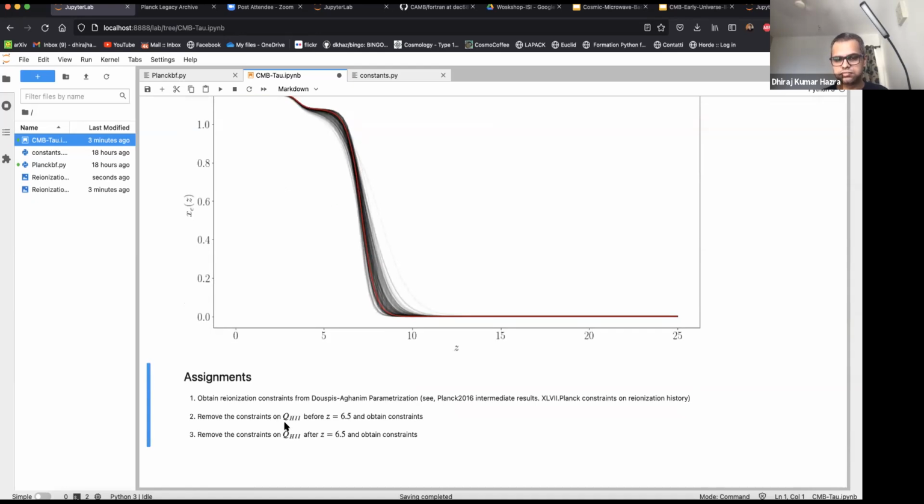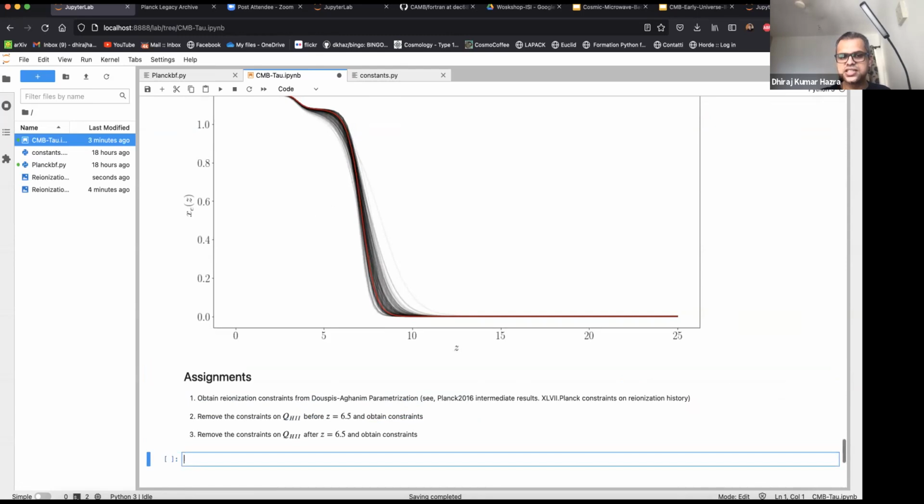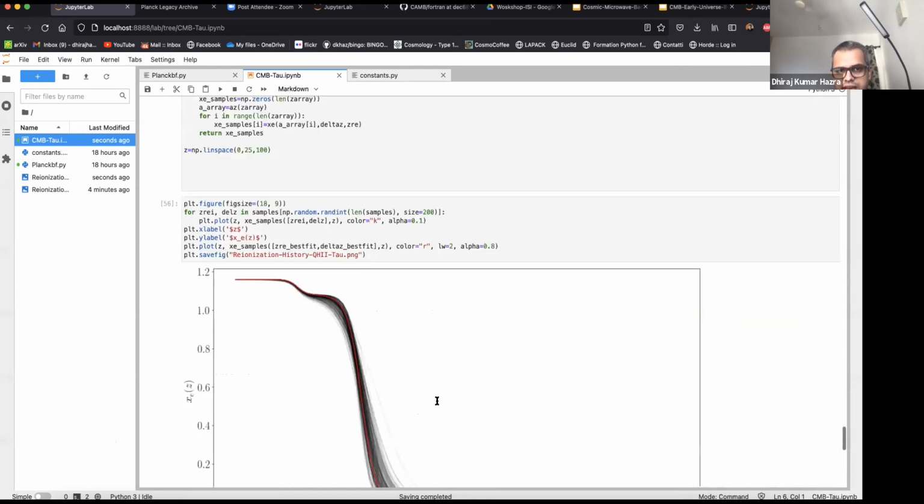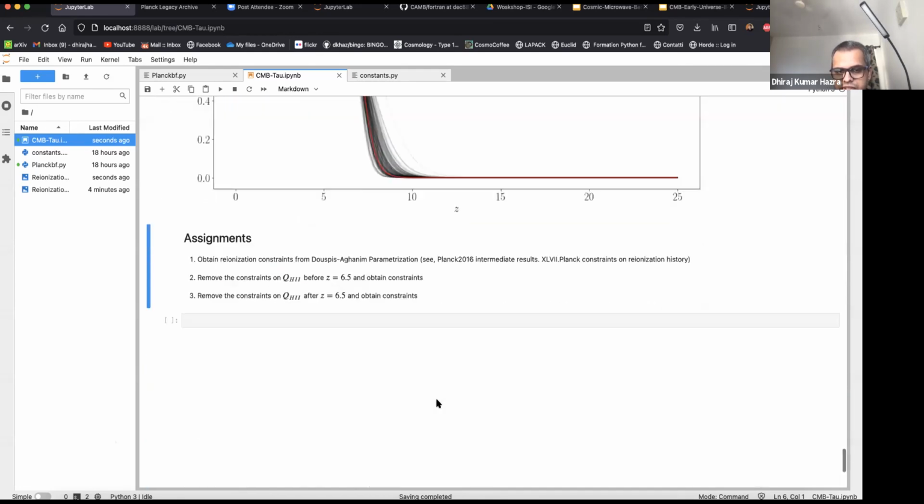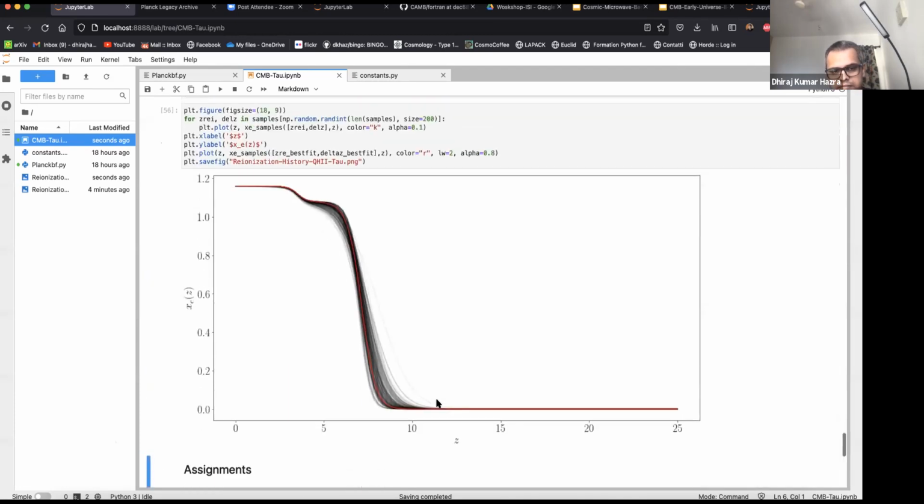Assignments. Change the reionization history using the Douspis et al. model of reionization parameterization. It is there, I have given the reference. Remove the constraint on QH2 before Z equal to 6.5. I would like you to make your hands dirty with this, remove the constraint, and obtain the constraints. Okay, and get back to me.